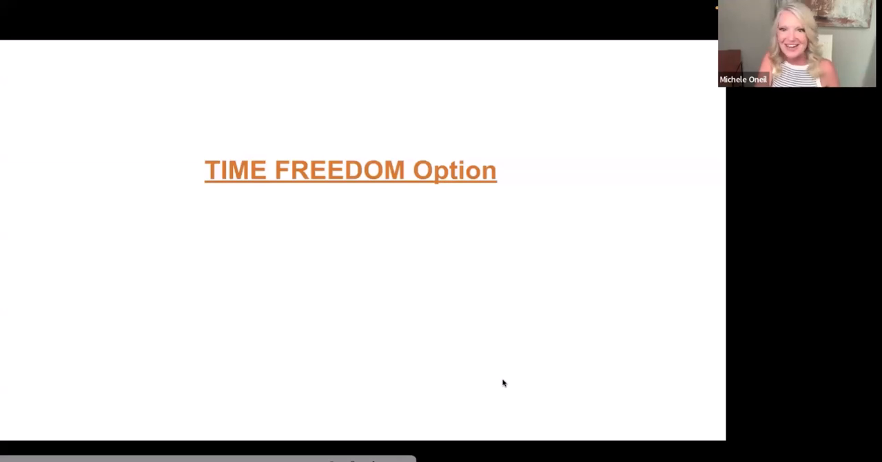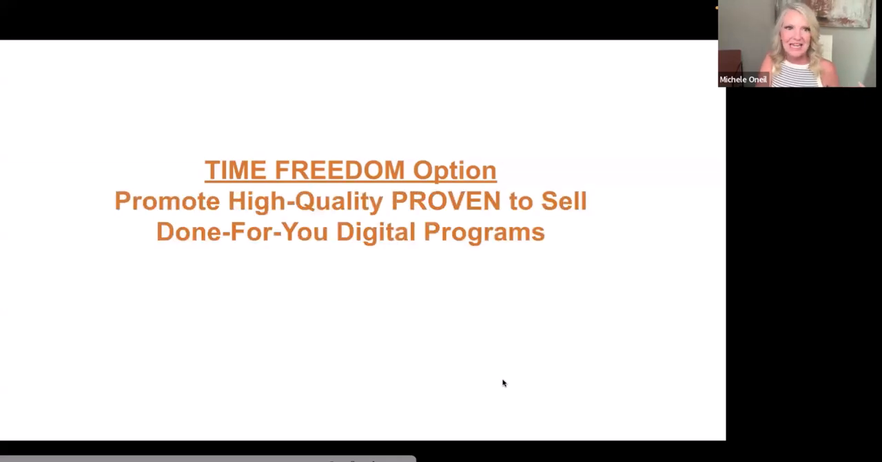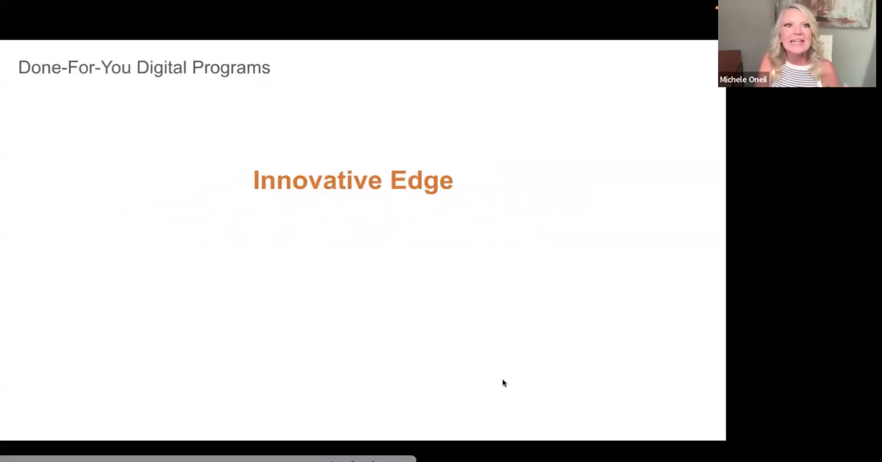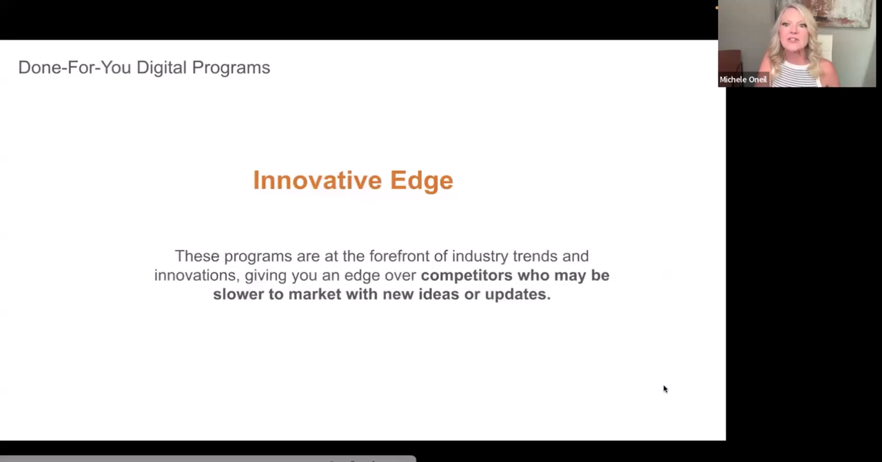So I want you to write that down. Time freedom option. It is to promote high quality, proven to sell, done for you digital programs. So what does that mean? It gives you an innovative edge. What that means is, you guys, there are programs out there that are at the forefront of the industry trends. So that $1.2 billion a day, it's at the forefront of that, giving you the edge over the competitors who may be slower to the market with new ideas and updates.